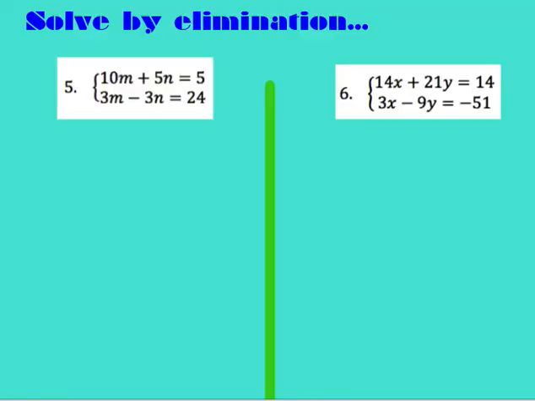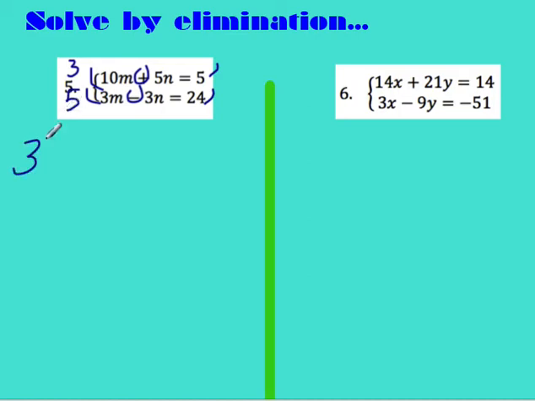So what I would like you guys to do is, well, let's get this one set up. Let's get this one started for number 5. So for number 5, I see that n already has opposite signs. So since it already has opposite signs, I want to figure out what I can multiply 3 and 5 by to get the same number. Well, it turns out we actually have to multiply them by each other. So I'm going to multiply this top equation by 3 and this bottom equation by 5.